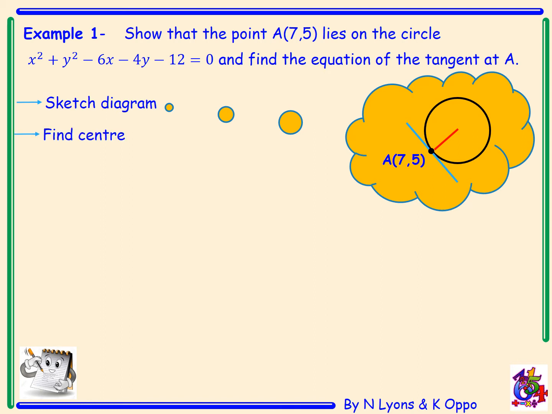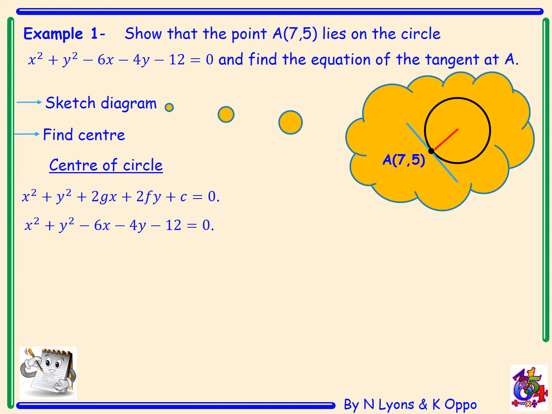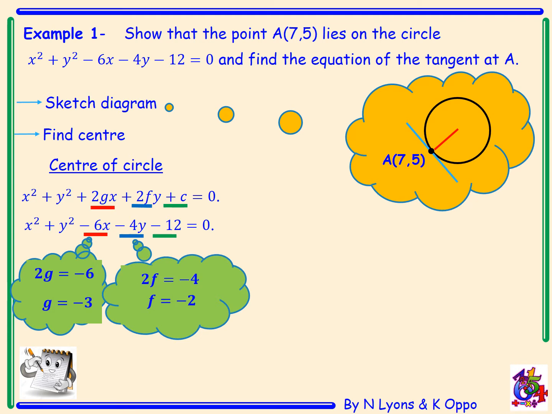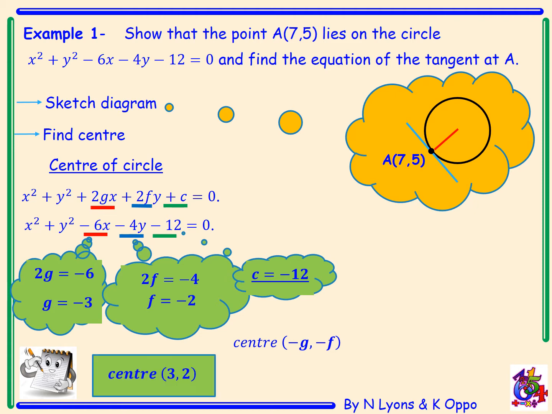We'll start by finding the centre of the circle to add this to our diagram. So our general form of the circle is written down, and then we'll compare coefficients. So 2g is equal to negative 6, therefore g is minus 3. 2f is equal to minus 4, therefore f is minus 2. And c is equal to minus 12. Remember, to obtain our centre, it is negative g, negative f. Therefore, the centre of this circle is (3, 2).